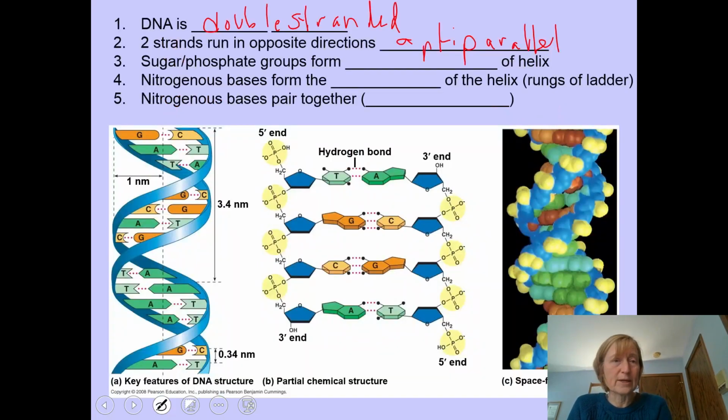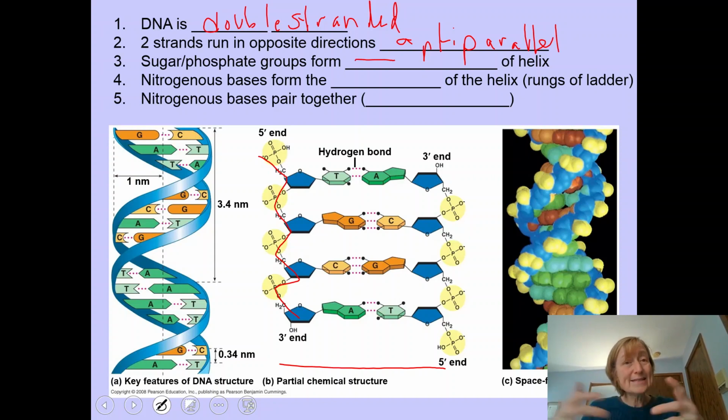So let's go back up. If you look at this picture in the middle here, the phosphate and sugar form the outer edges of the helix, if you will. So you can fit that in here. And inside the double helix are the bases, the nitrogenous bases. They form the rungs of the ladder, the inside of the helix, and in fact, they pair together in a particular way, all right?